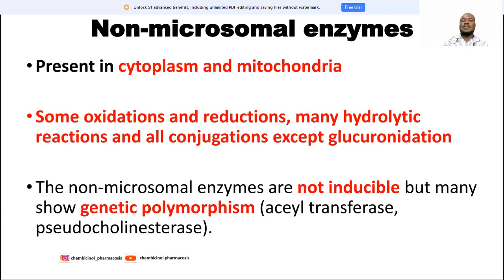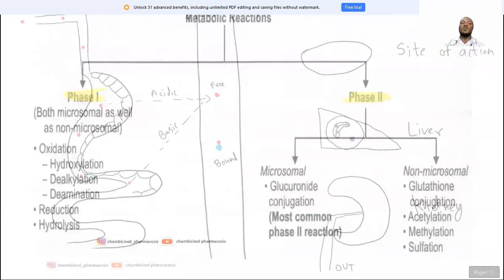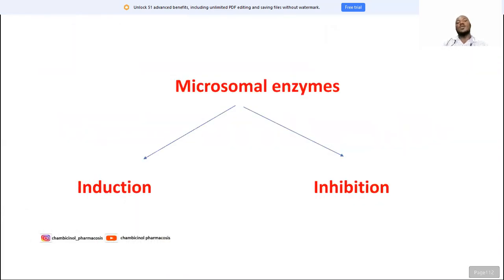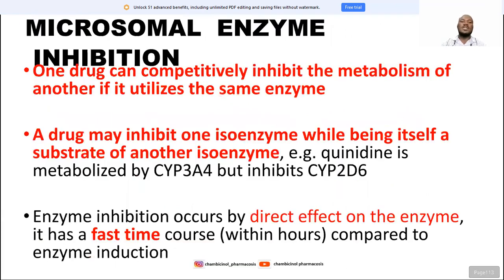So this is very important to know, which enzyme is involved in the case of phase 1 and phase 2 reaction. So we say microsomal enzymes can be induced, while for the non-microsomal enzymes there is no induction or inhibition. So microsomal enzymes can be induced or they can be inhibited. So starting with microsomal enzyme inhibition, how can it happen?